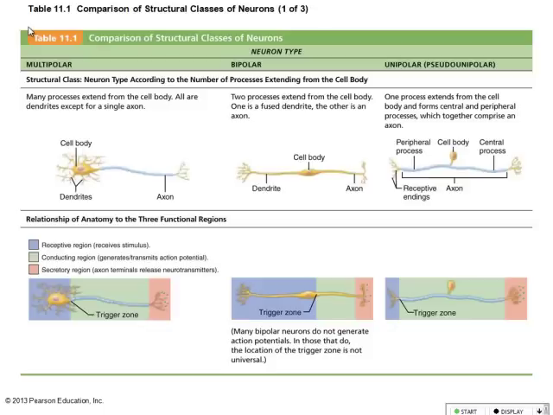Then we see a bipolar neuron. Bi means what? Two. They have two processes, an axon and a dendrite. And then unipolar neurons have a single short process that emerges from the cell body and divides like a T. All of these different types of neurons will send messages at different rates and be triggered at different points. This allows them to be either faster or slower in their delivery of message.